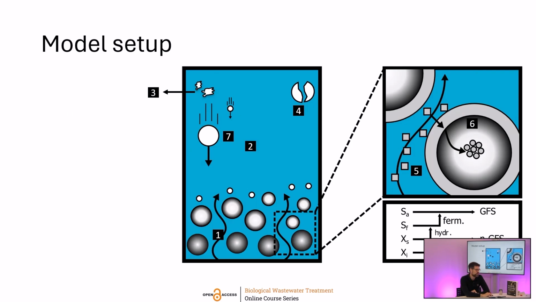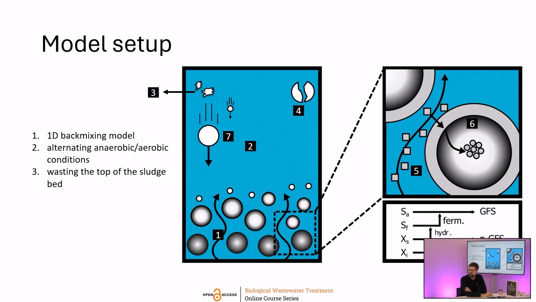So we made a model setup where we have a 1D backmixing model, so it's describing the plug flow behavior in the reactor. We had alternating aerobic and anaerobic conditions, like a batch scheduling basically.